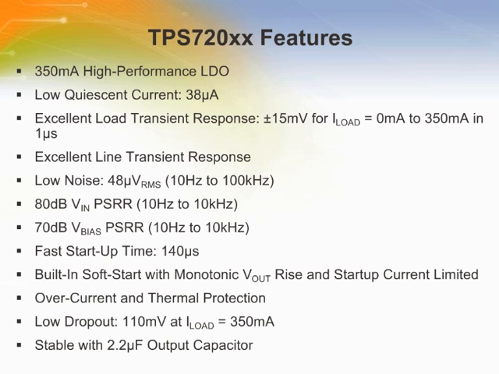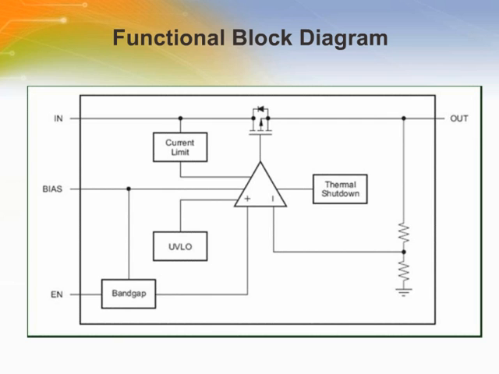The TPS72000 uses a precision voltage reference and a feedback loop to achieve overall accuracy of 2% over load, line, process, and temperature extremes. At startup, the error amplifier senses the output voltage is low and drives the pass element as hard as possible. The TPS72000 employs an NMOS device as the pass element.